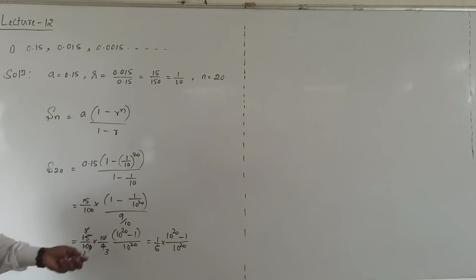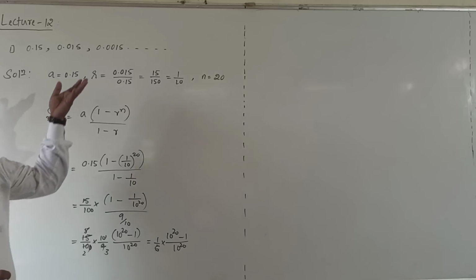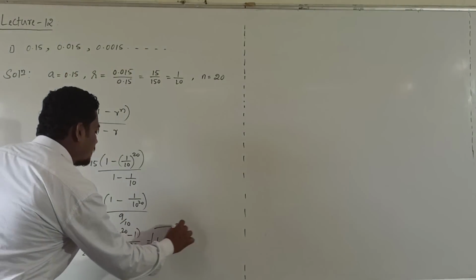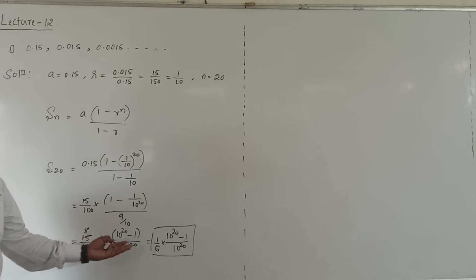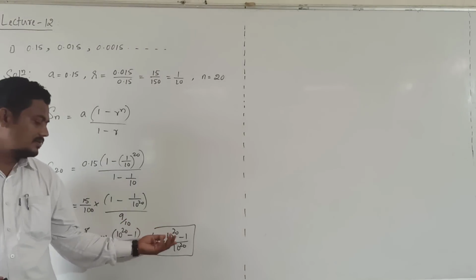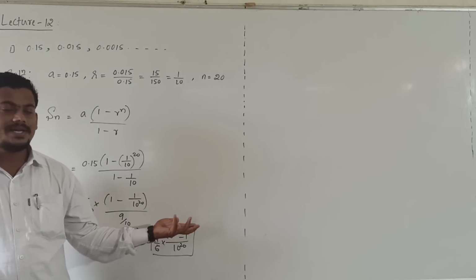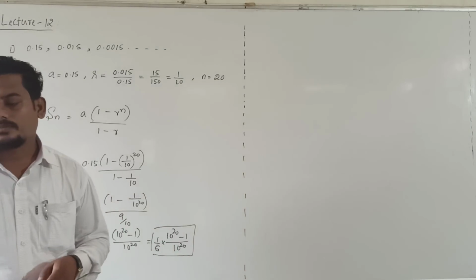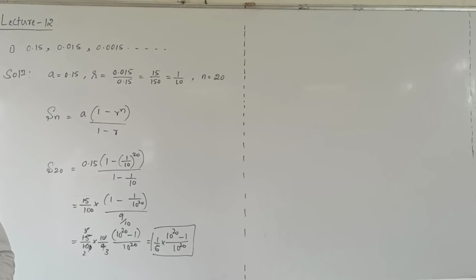This is the sum of the first 20 terms of this sequence. This is our required answer. After this, no need to simplify. 10 power 20 minus 1 divided by 10 power 20, this is enough. Next problem.